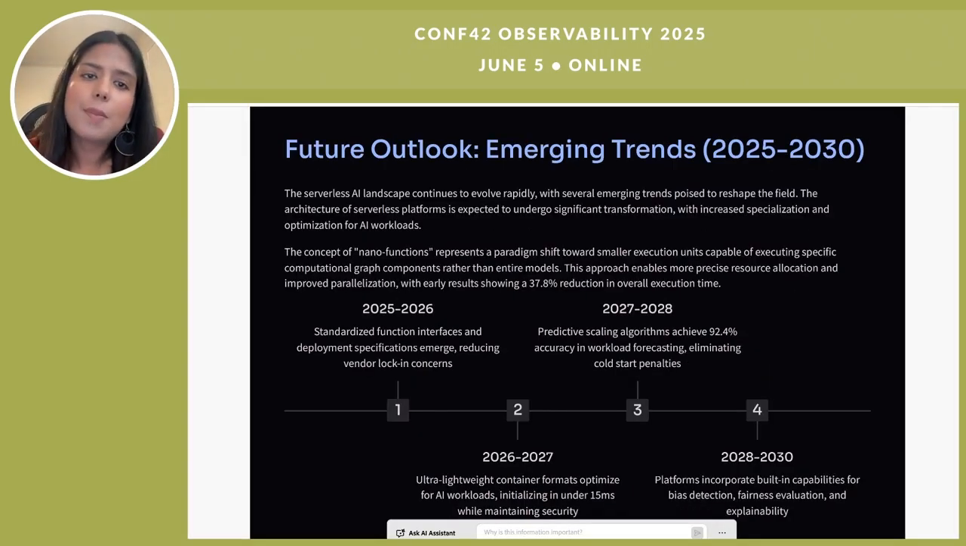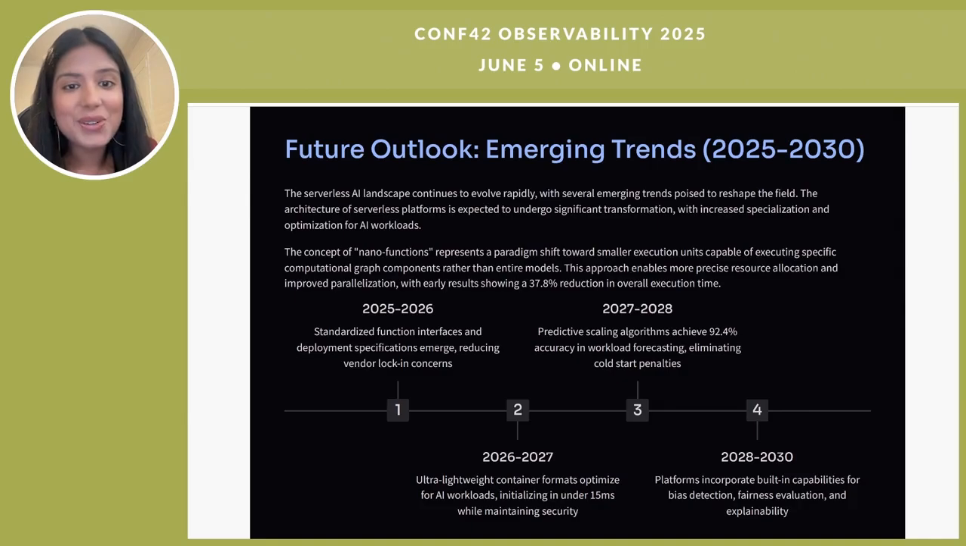Okay, so now let's talk about the future outlook. Looking ahead, the serverless AI landscape is set to evolve rapidly. We are expecting significant transformations in the serverless platforms with increased specialization and optimization, especially for AI workloads. One exciting concept is nanofunctions. This represents a shift towards even smaller execution units, capable of executing specific components of a computational graph rather than the entire model. This could lead to more precise resource allocation, improved parallelization, and early results already showing a potential 37.8% reduction in the overall execution time.